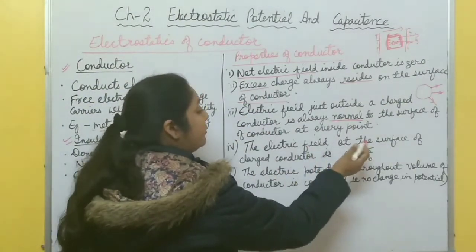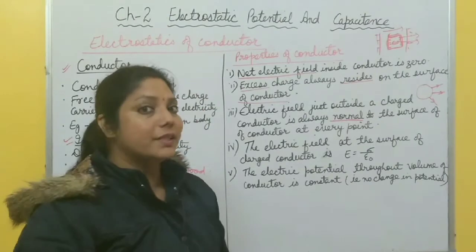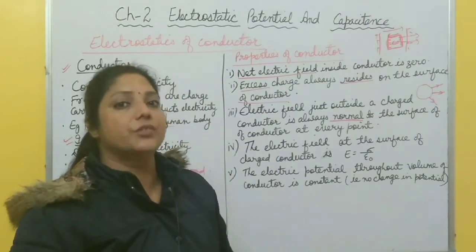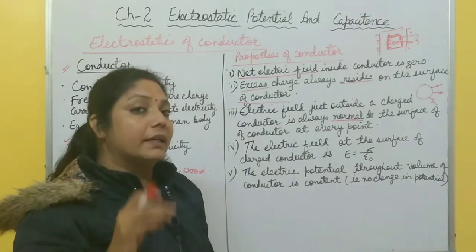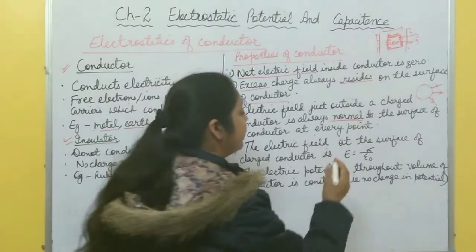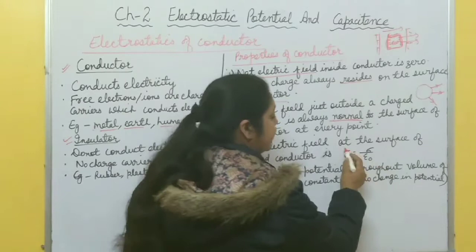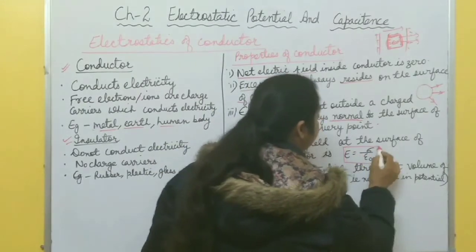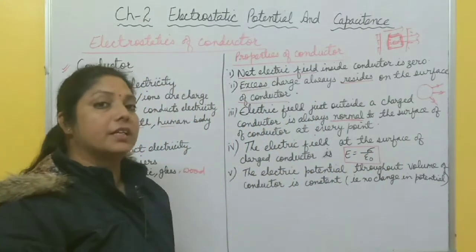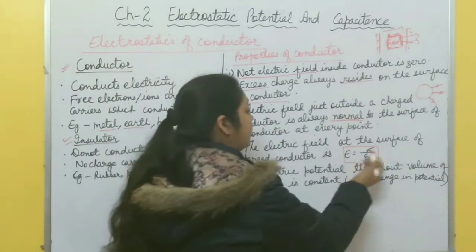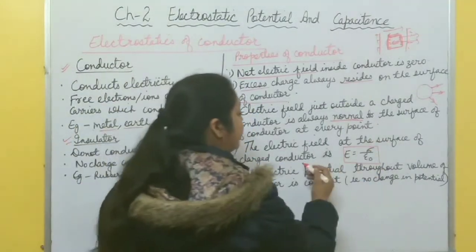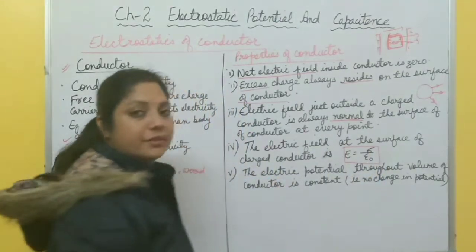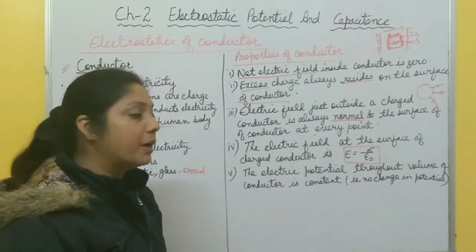Next is the electric field at the surface of a charged conductor. What is the value of the electric field at the surface? Inside the conductor, the electric field is 0, but at the surface of the conductor, the electric field is proportional to the surface charge density, E equal to sigma by epsilon naught. If the charge is negative, then E is equal to minus the surface charge density. So the electric field at the surface of a charged conductor is E equal to sigma by epsilon naught.